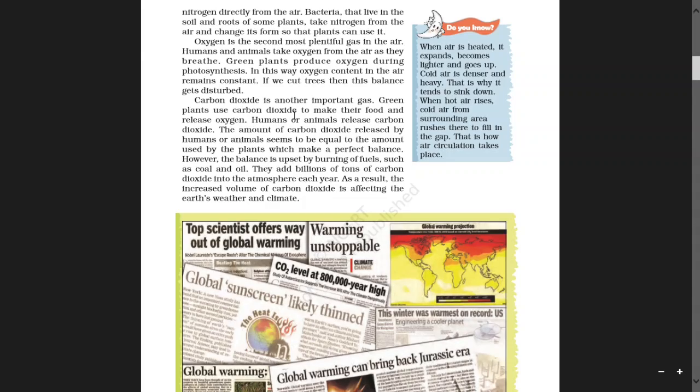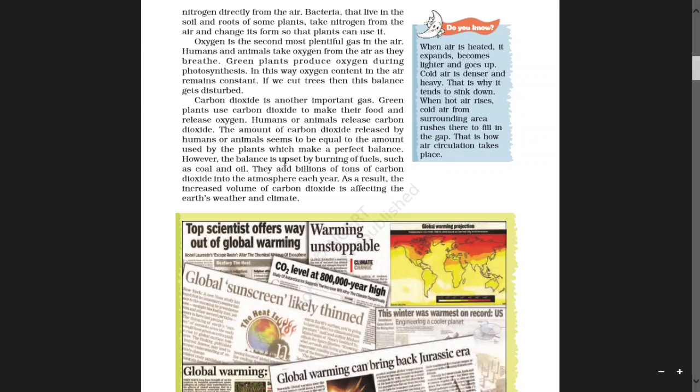Humans and animals release carbon dioxide. The amount of carbon dioxide released by humans and animals seems to be equal to the amount used by the plants, which makes a perfect balance, that means on both sides, whether it is the plant side or the human being and animal side.